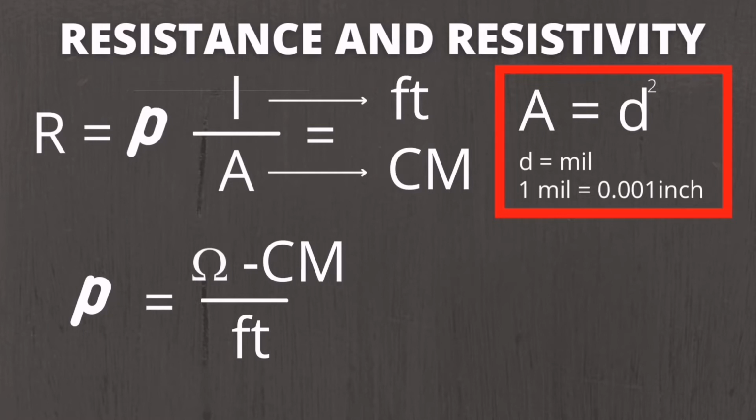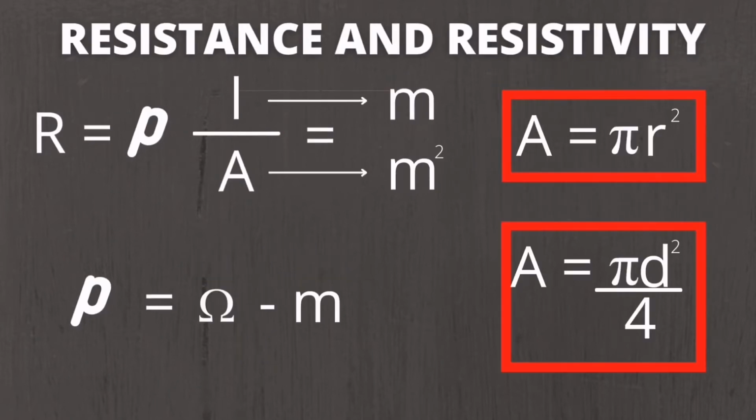Next, I will show you how to solve for the resistance. There are two common units of the resistivity ρ. The first one is ρ in ohm circular mil per foot. In the formula R equals ρ times L divided by A, length is in feet and A is in circular mils. The area is equal to d squared, where d is the diameter of the conductor, measured in mils, and 1 mil is equal to 0.001 inch. You have to memorize this conversion because it is very important in solving resistivity or resistance.